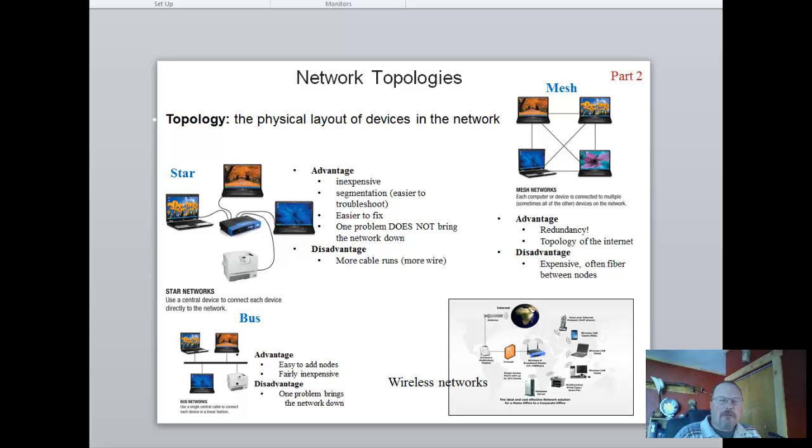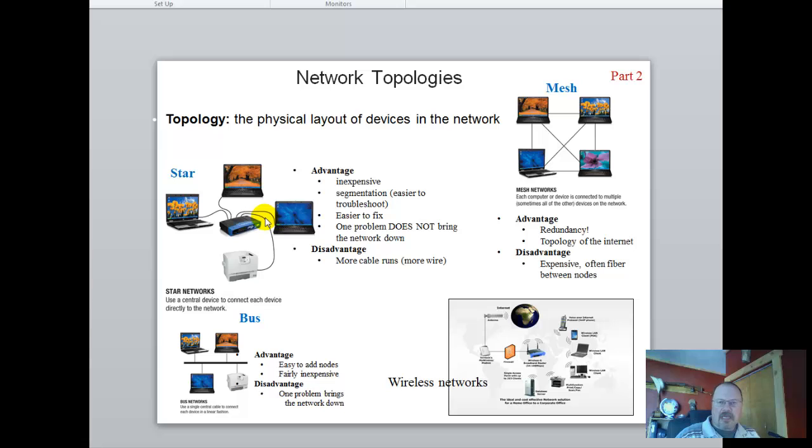Okay, BMIS 270, Chapter 4, Part 2, and we're taking a look at network topologies and network connectivity, those sorts of things. So, to start with, we'll take a look at network topologies. Now, a topology is the physical layout of the devices in the network.